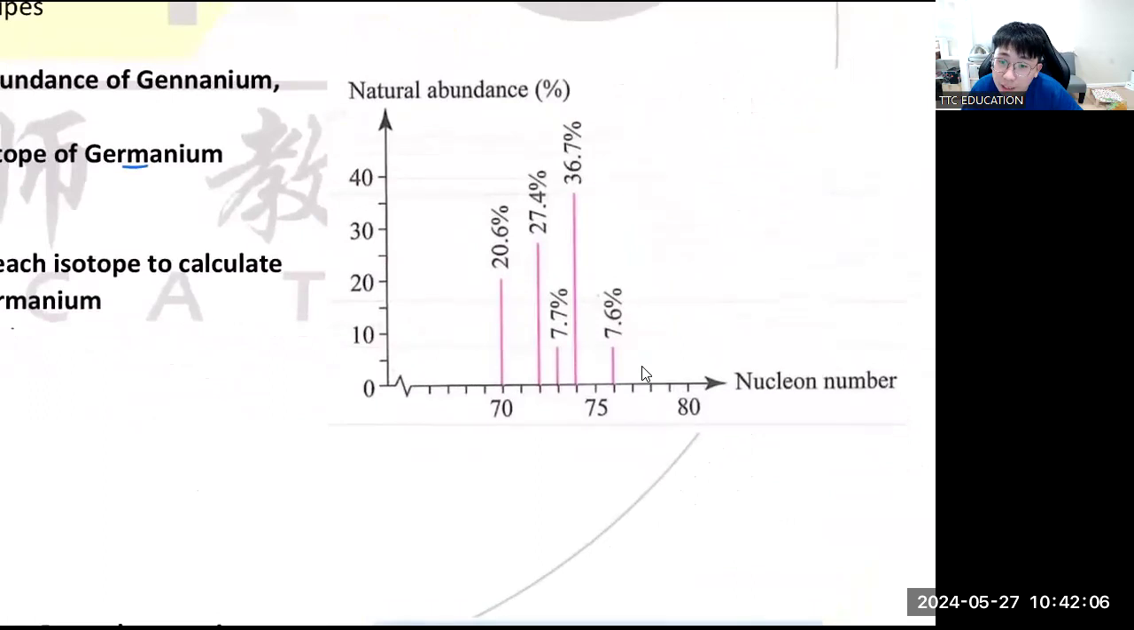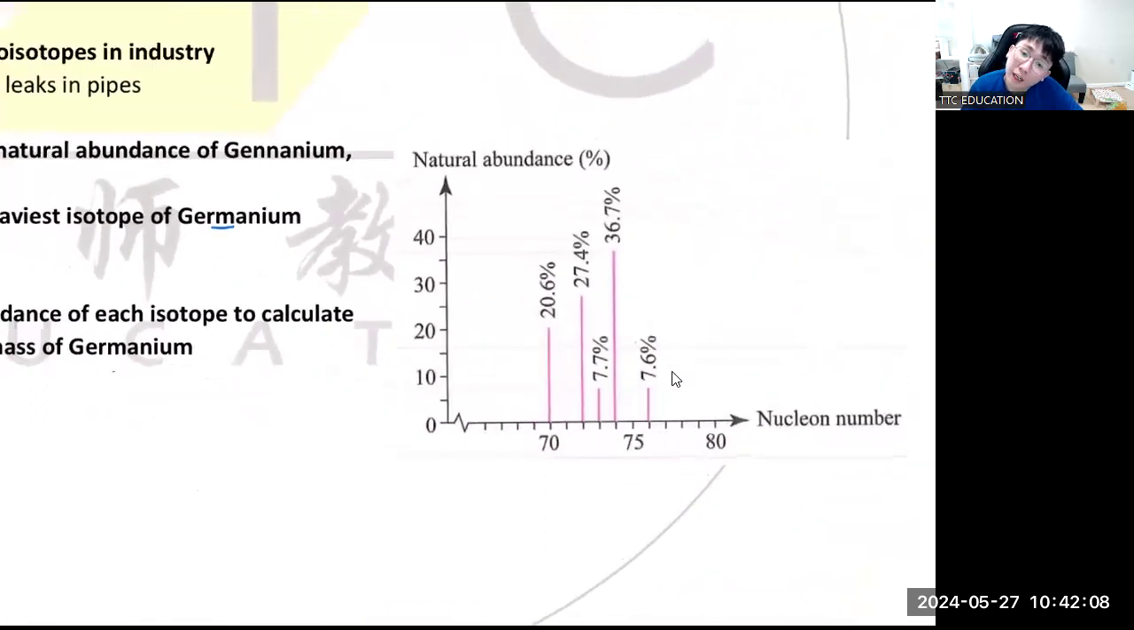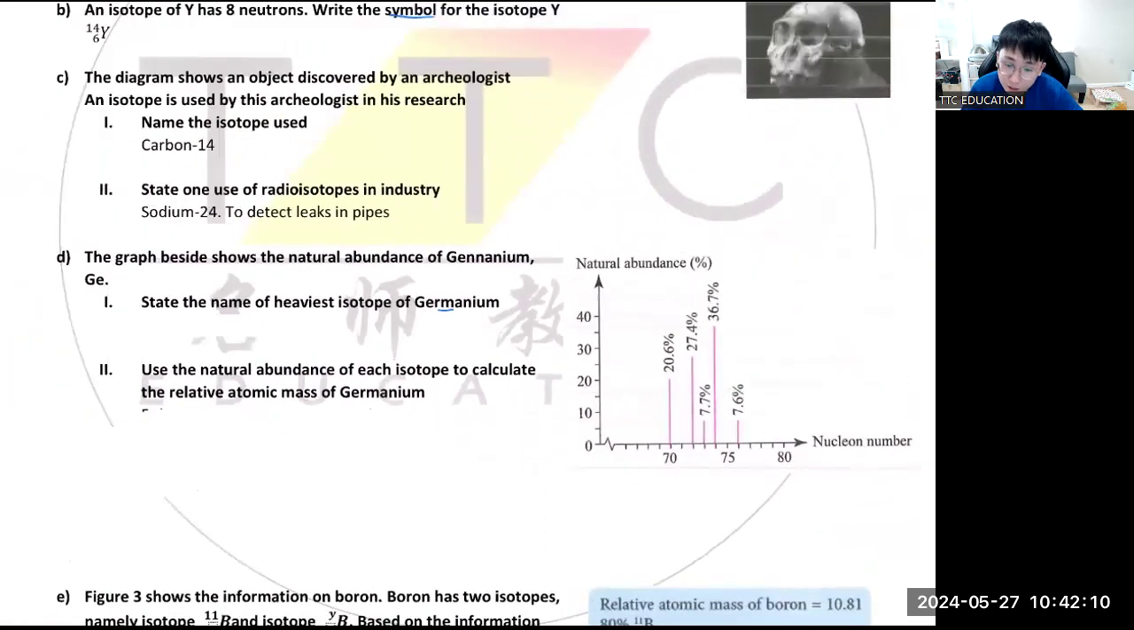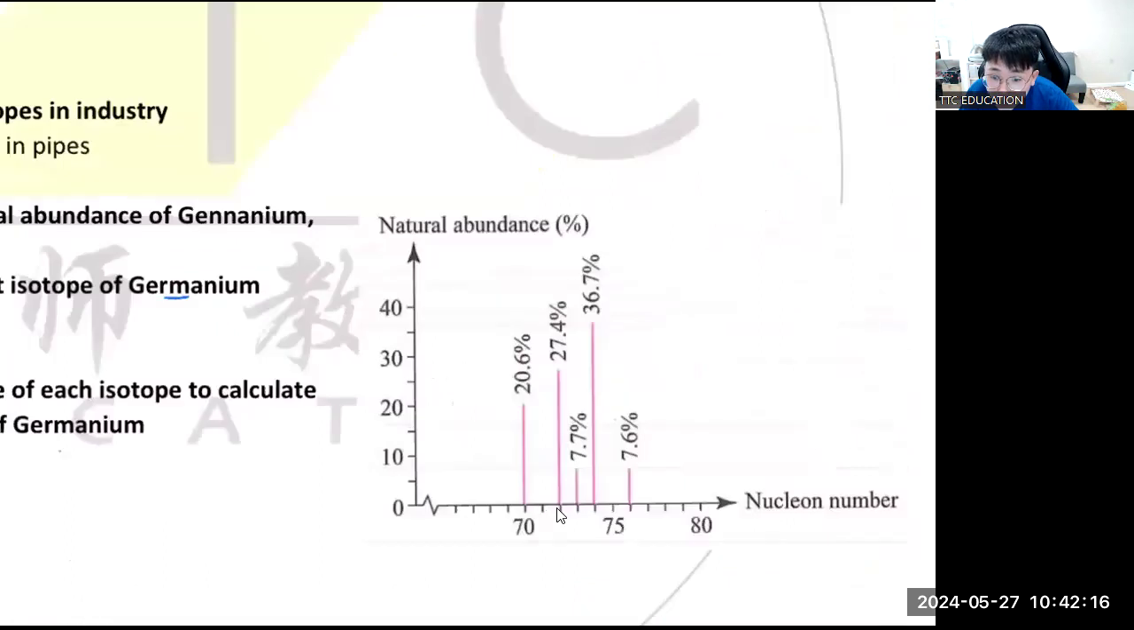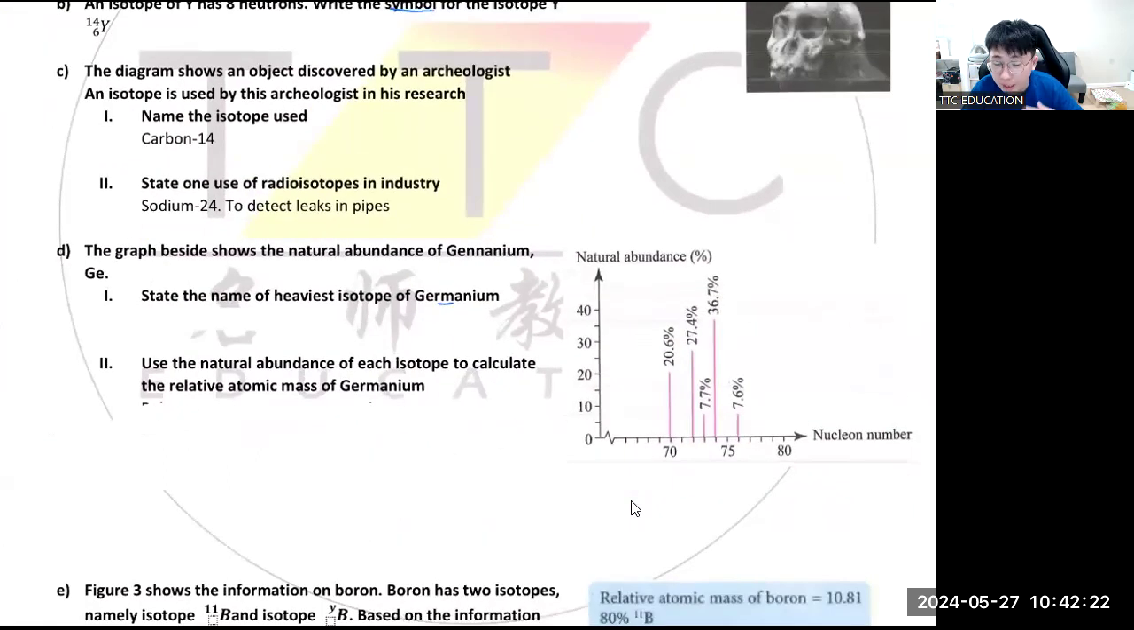Heaviest means the largest nuclear number. So this one is 70. We start from 70, 71, 2, 3, 4, 5, 6. So it will be 76. We don't care about the percentage because they want the heaviest, meaning the largest nuclear number. Nuclear number actually equals the atomic mass. So we say that it will be germanium-76.